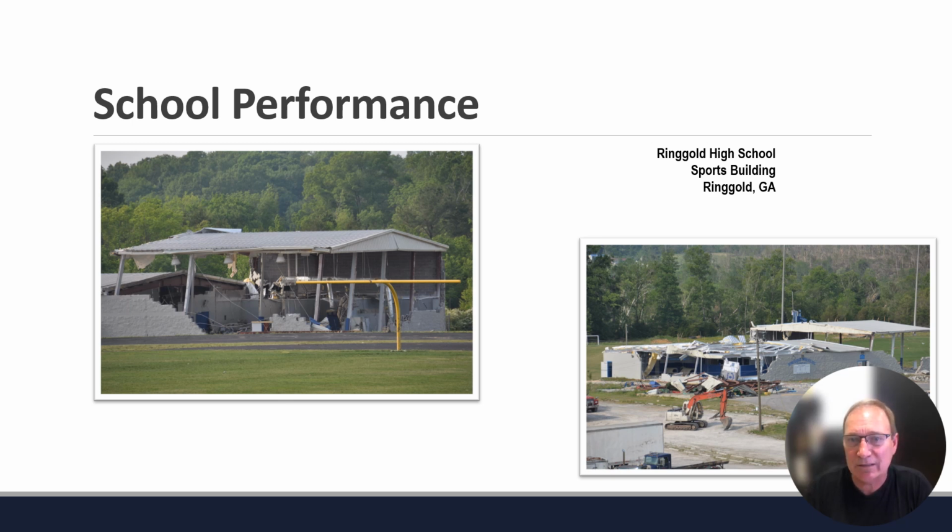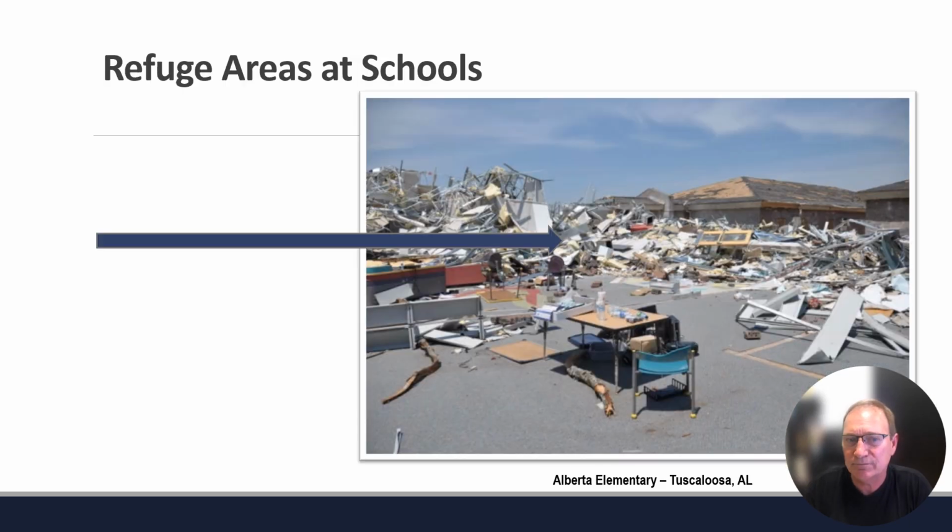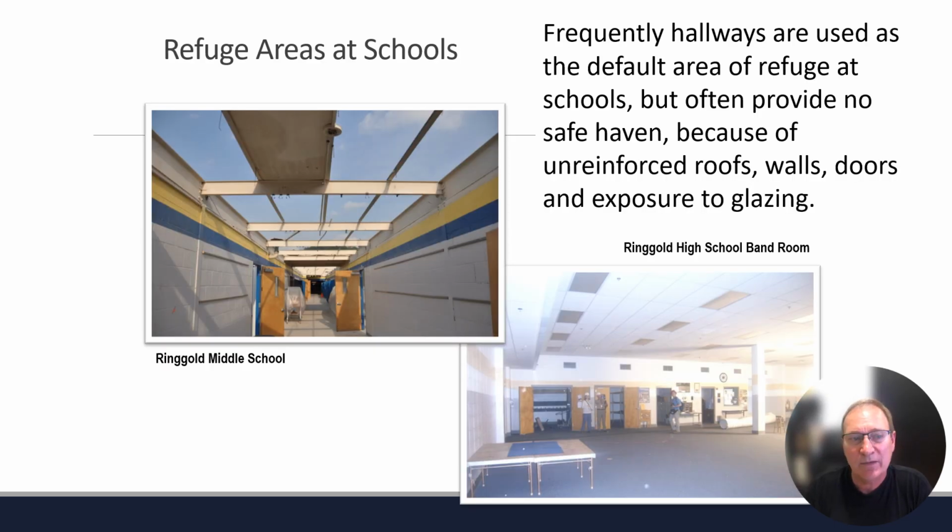Again, this just shows you the sports buildings, the gym in one particular place. And I don't remember exactly what the other building was, but this was a part of their sports facility at the high school. This was an elementary school in Tuscaloosa, Alabama. I did not go to this particular school, but again, it gives you an idea of how much debris was blown around and how much debris was created. And this particular picture takes me back to that school that I did tour.